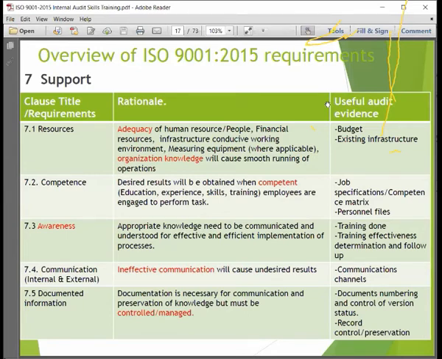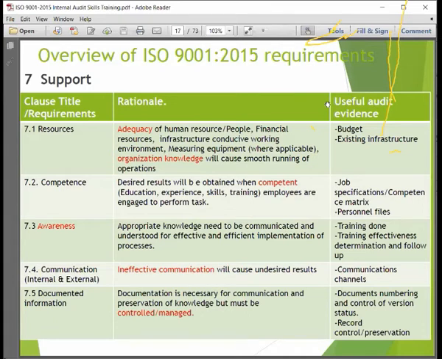Then there is a requirement to do with the documented information. How are they controlled? As we establish this quality management system, you can agree with me, there are so many documents that we are coming up with. How do we control them? Documentation is necessary for communication and preservation of knowledge, but must be controlled and well managed.